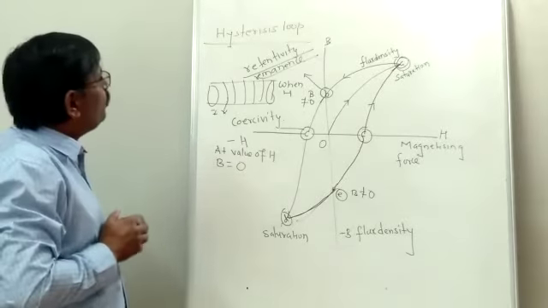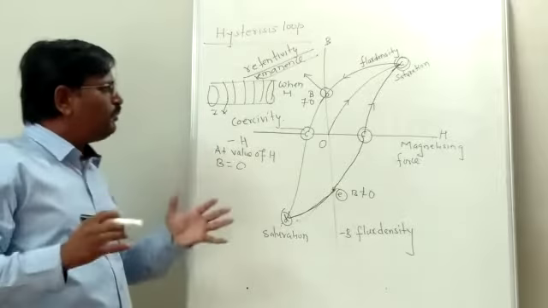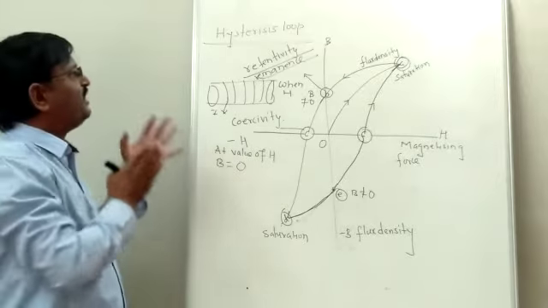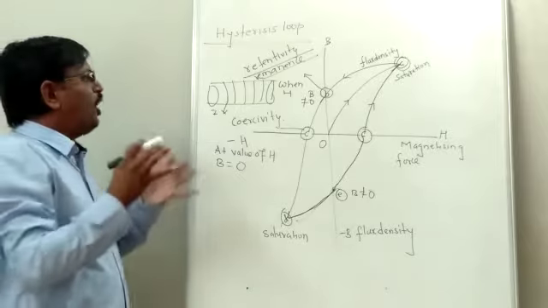What is the hysteresis loop? The hysteresis loop is used to find the relation between H and B. It is a non-linear curve.